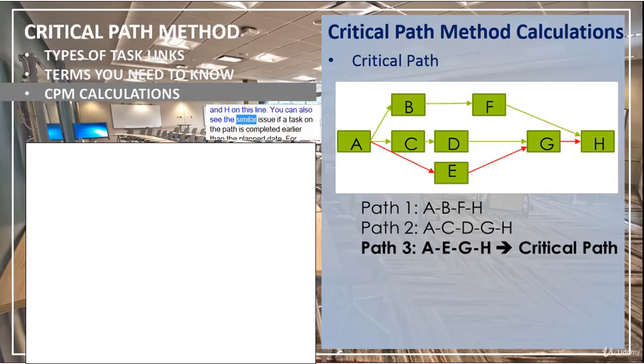You can also see a similar issue if a task on the path is completed earlier than the planned date. For example, if task G on this path completes 2 days earlier, all of the project will be completed 2 days earlier. Each project has at least one critical path, but the number of critical paths in a project can be more than one.